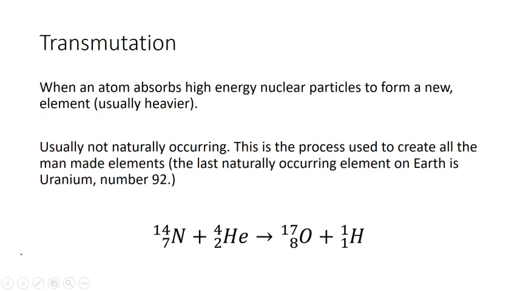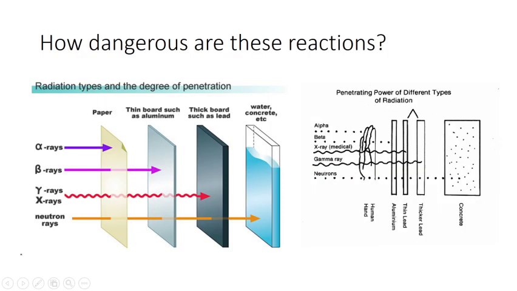So the last naturally occurring element on Earth, anyway, that we have right now is uranium at number 92. All of the transuranium elements are made this way, though to be honest, we have found evidence that there were a few elements heavier than uranium that did exist naturally, but they have all decayed through radioactive processes.